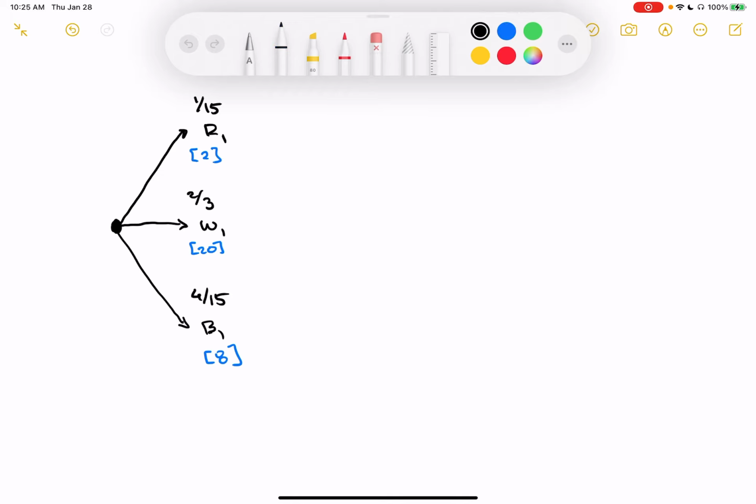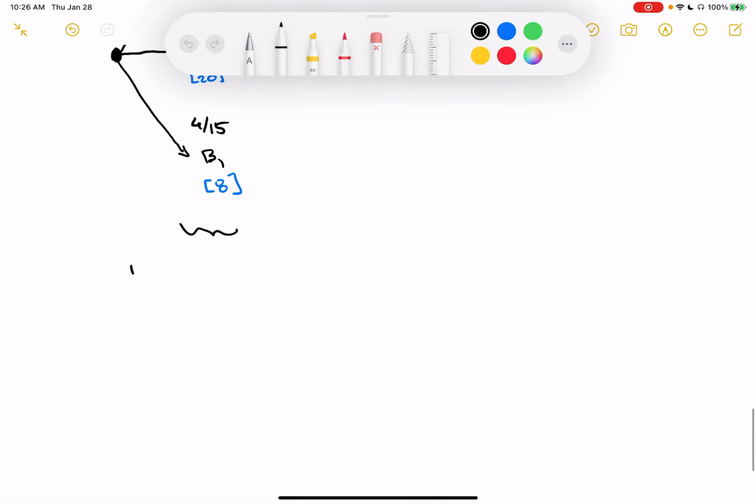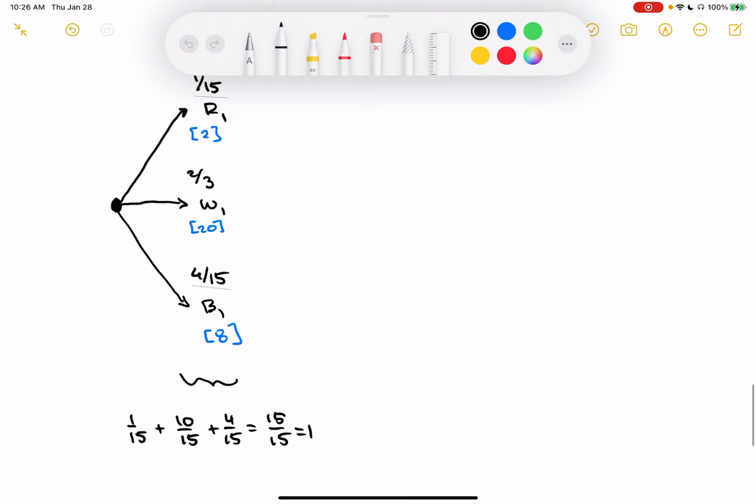One of the nice things about the probabilities, though, is think about what we get on a sum of all of those probabilities. If I take the 1/15 plus 2/3, what is 2/3? That's just 10/15. I'm going to put this in terms of a common denominator. And the last one was 4/15. If I do all of that, I get 15 over 15. That's 1. That's 100%.